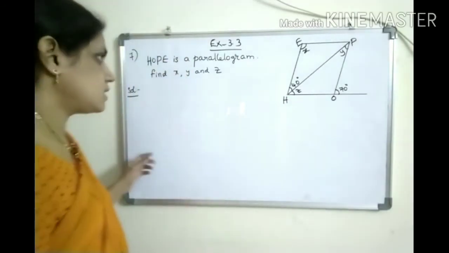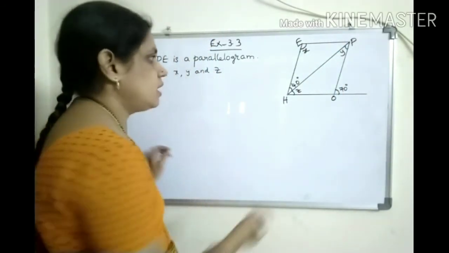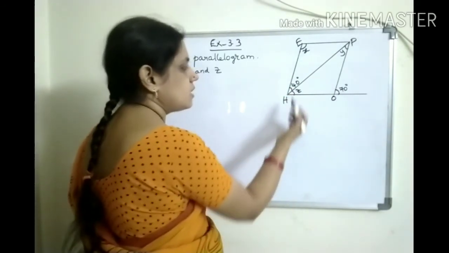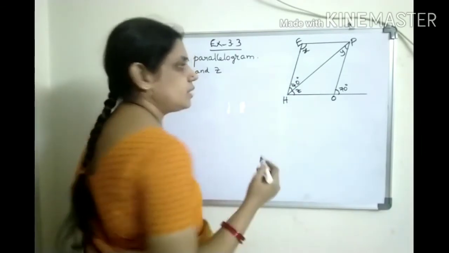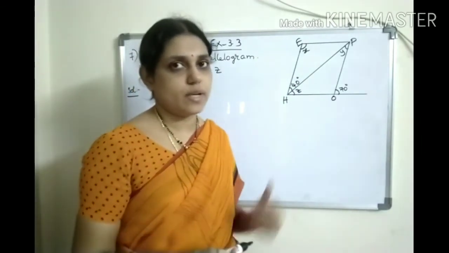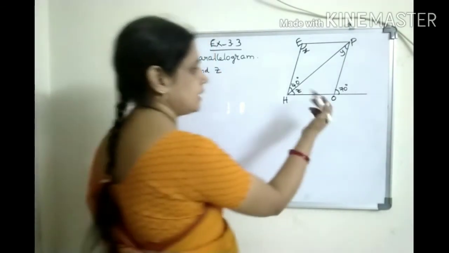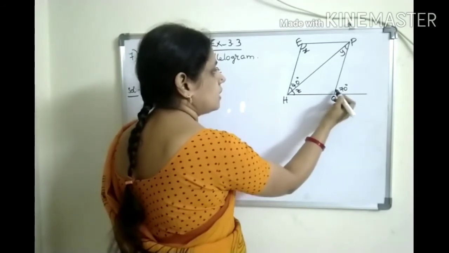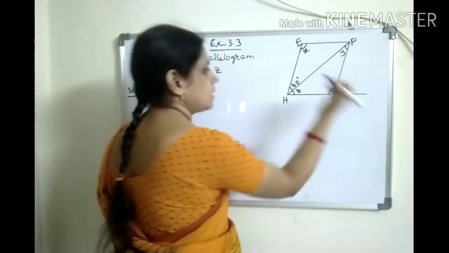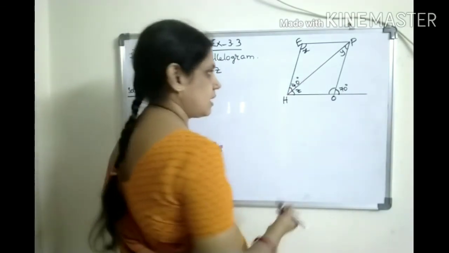Now this is the seventh sum. HOPE is a parallelogram given in the question, and here few angles are given like 40 degrees and 70 degrees. Now the other angles x, y, z you need to calculate. Many ways may be there to find out these angles, but here I am going to explain just one way. If this is 70 degrees, the exterior angle, then what should be this angle? Interior angle equal to 180 degrees minus exterior angle.